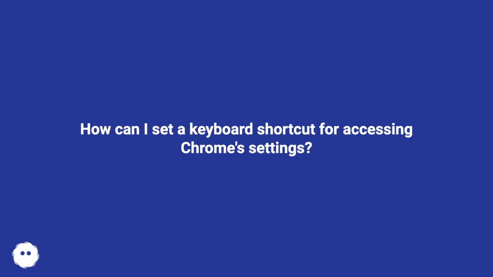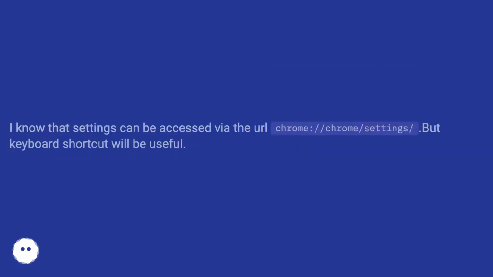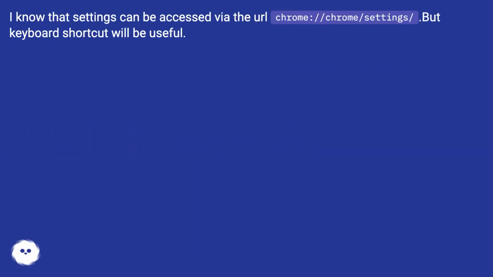How can I set a keyboard shortcut for accessing Chrome settings? I know that settings can be accessed via the URL chrome://settings. A keyboard shortcut will be useful.